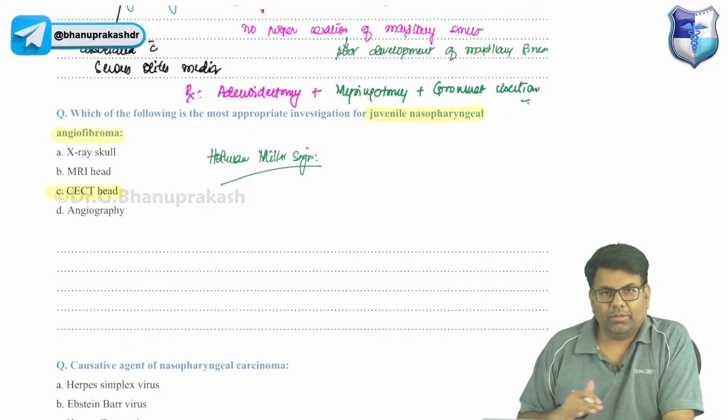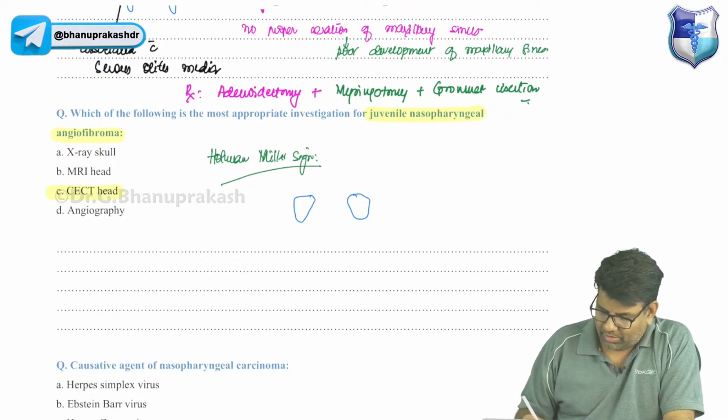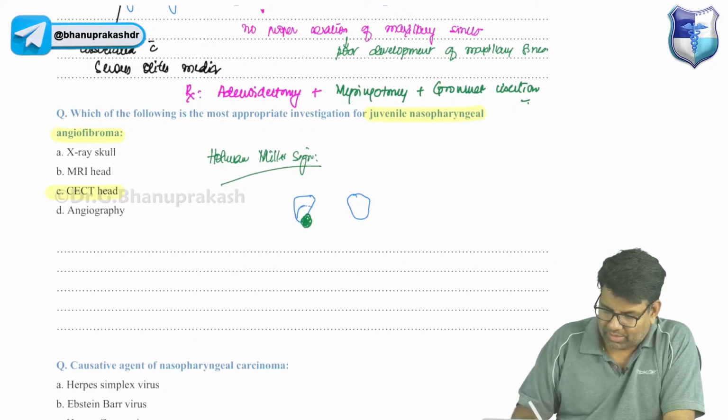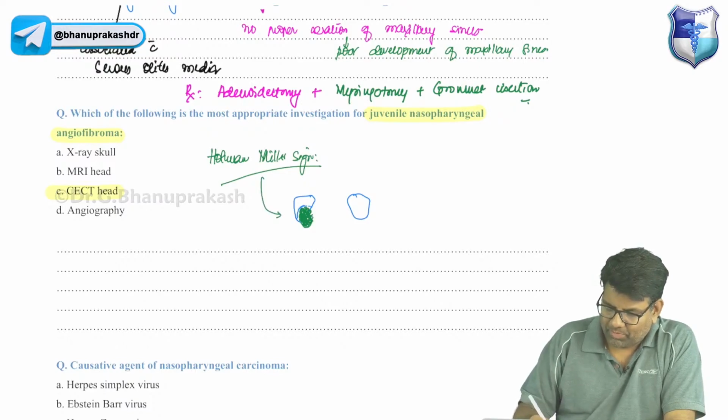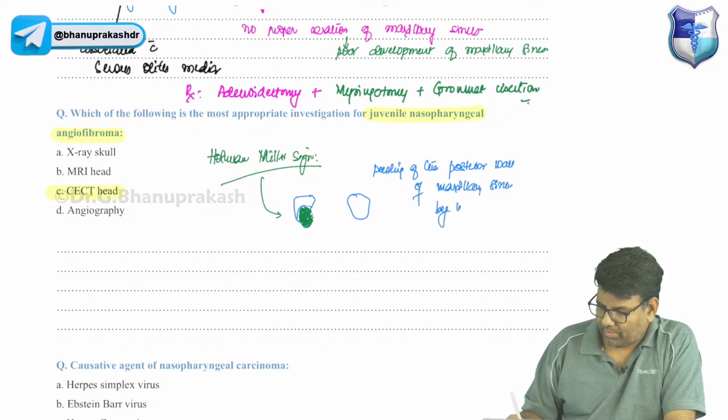Now what we'll see here, suppose you are having a transverse section, so this is the outline of the maxillary sinus. The tumor which is present here will push the posterior wall of the maxillary sinus, so you will see something like this. This is the Ullmann-Miller sign, which says that there is bowing of the posterior wall of the maxillary sinus. We can compare it with the other side.